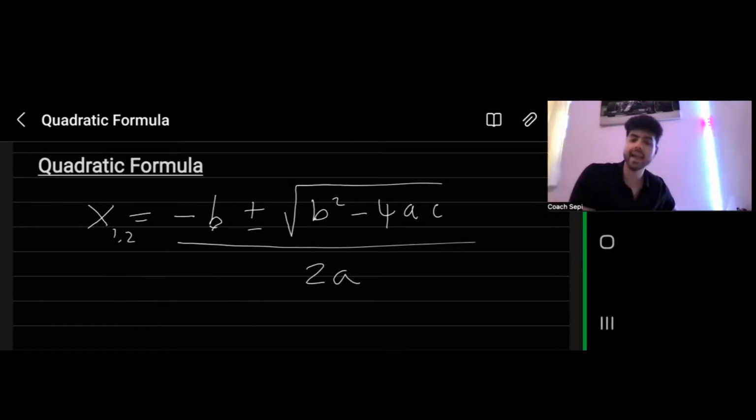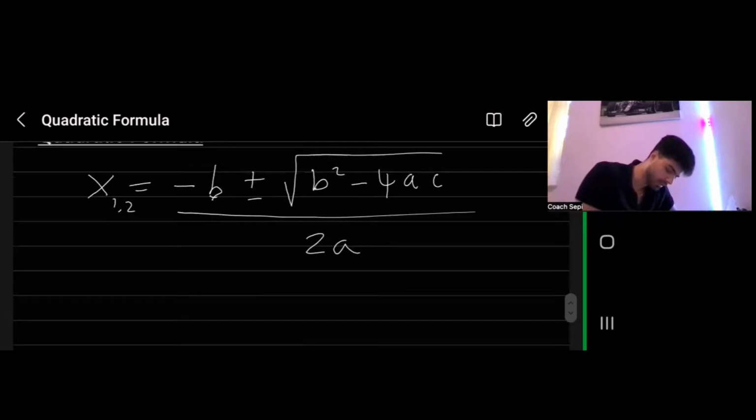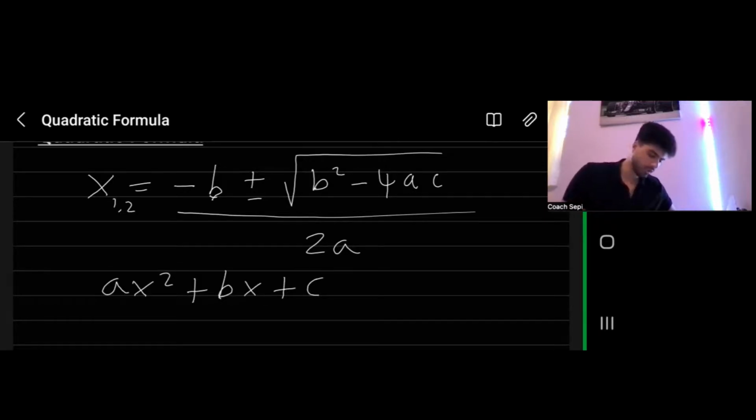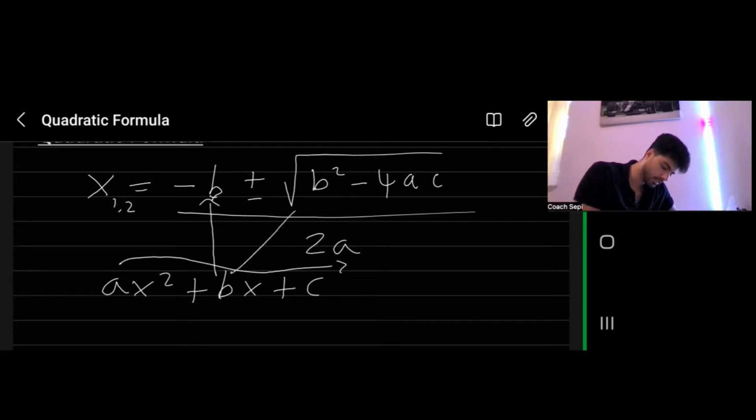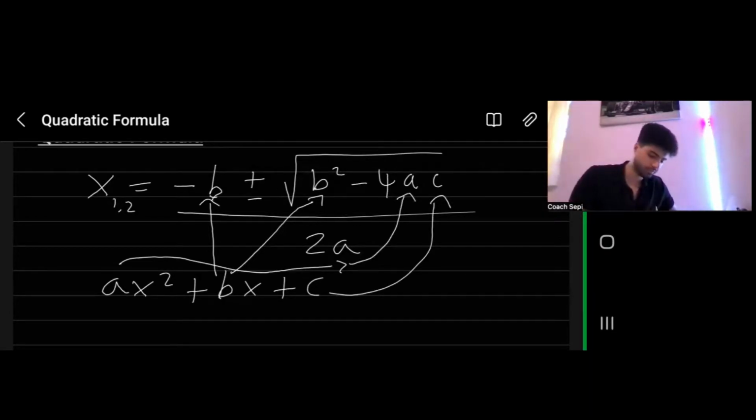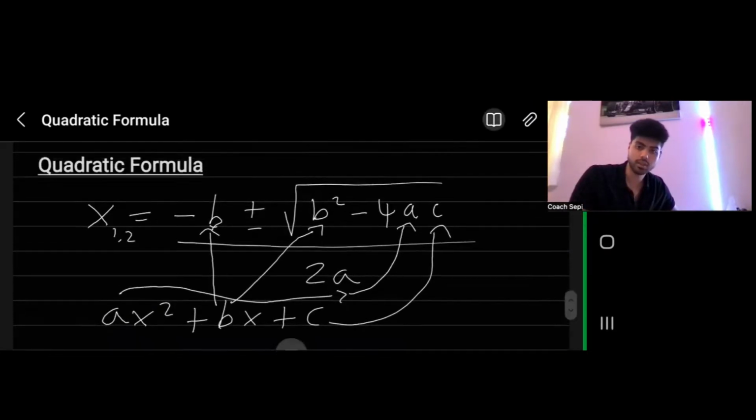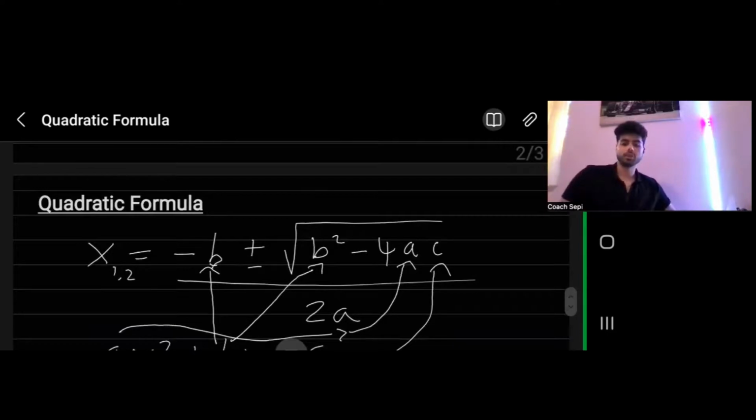Now, what are a, b, and c? Well, a, b, and c come from the general form of the quadratic equation, which is ax squared plus bx plus c. So, as you can see, a goes here in the formula, b goes here, and c goes here. Also, a goes here as well. Okay? This is the quadratic formula.